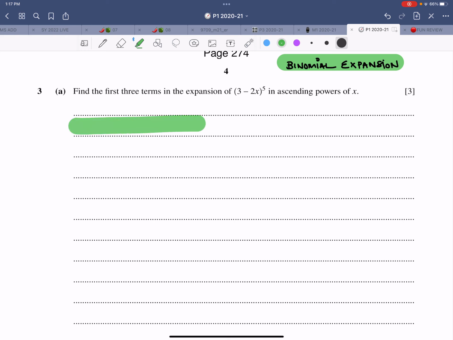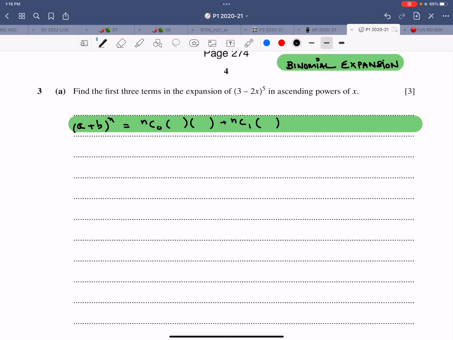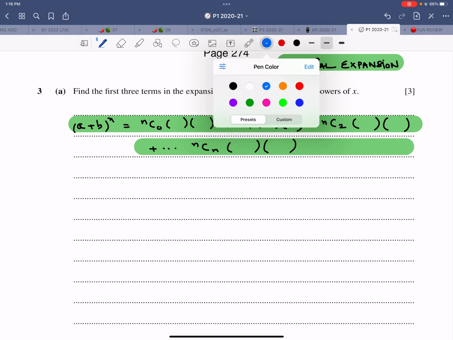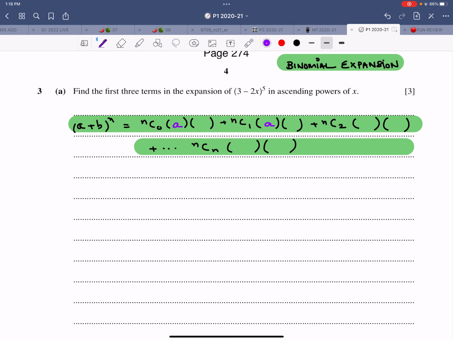A little background knowledge. When you have to expand (a + b) raised to power of n, that is nC0, two brackets, nC1, two brackets, nC2, and then two brackets, and let me add a line more. So therefore, all the way till nCn and something like this. What goes inside the first bracket? That is your a. So it's a all the way. What goes inside the second bracket? That is b.